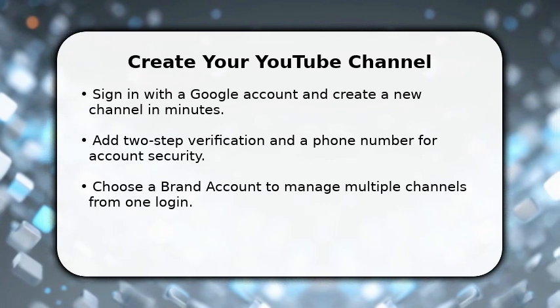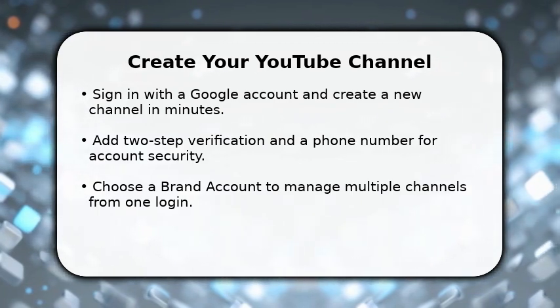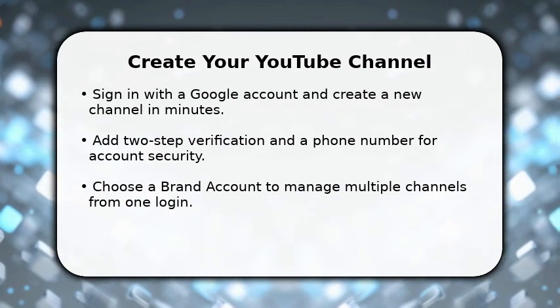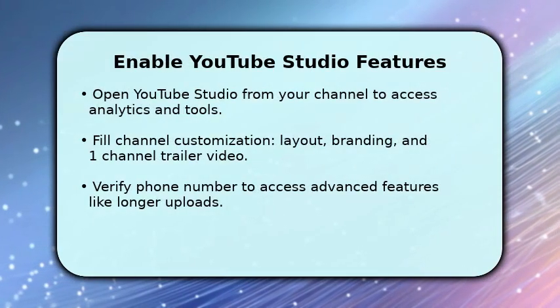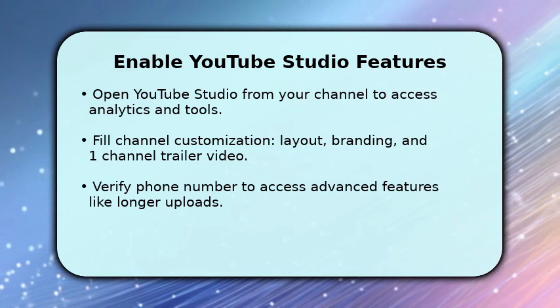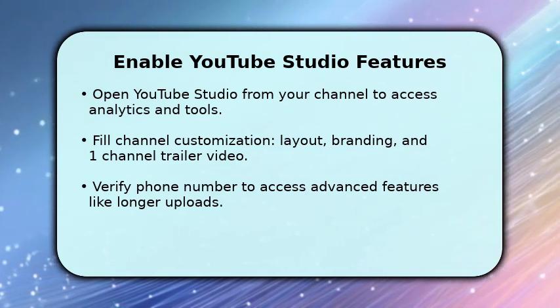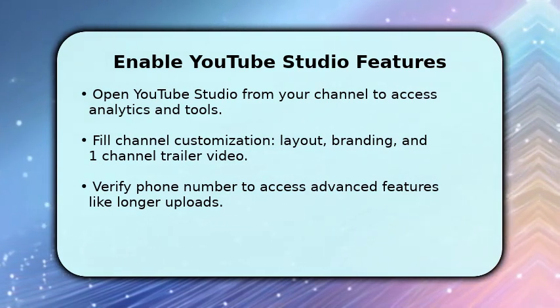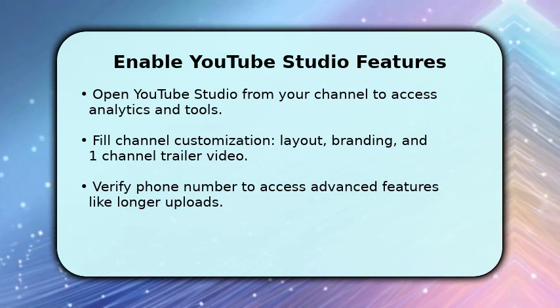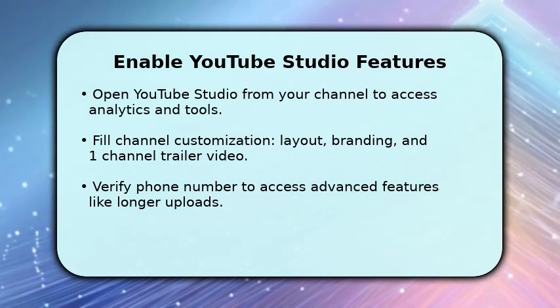Open YouTube Studio from your channel icon to reach the dashboard. Visit Channel Customization and set layout, branding, and a channel trailer video. Under Basic Info, add keywords, links, and a clear business email for creators. Verify your phone number to unlock advanced features and longer uploads.